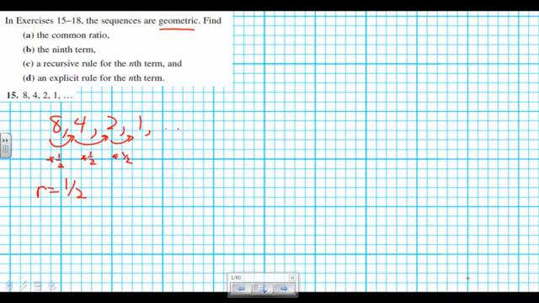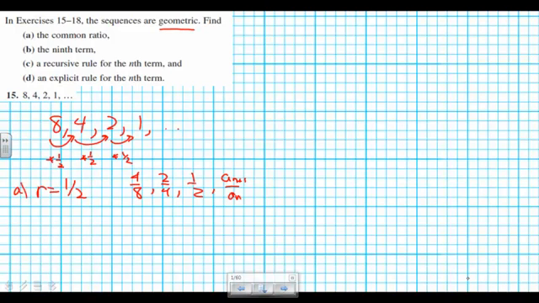But why do they call it the common ratio again? Well, because the ratio of 4 to 8, or 2 to 4, or 1 to 2, or the a sub n plus 1 divided by the a sub n term, they all end up being 1/2. So there's part A, common ratio is 1/2.